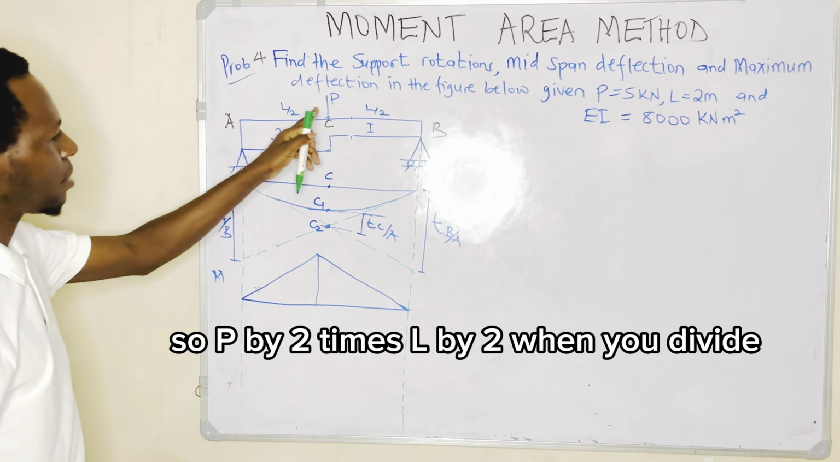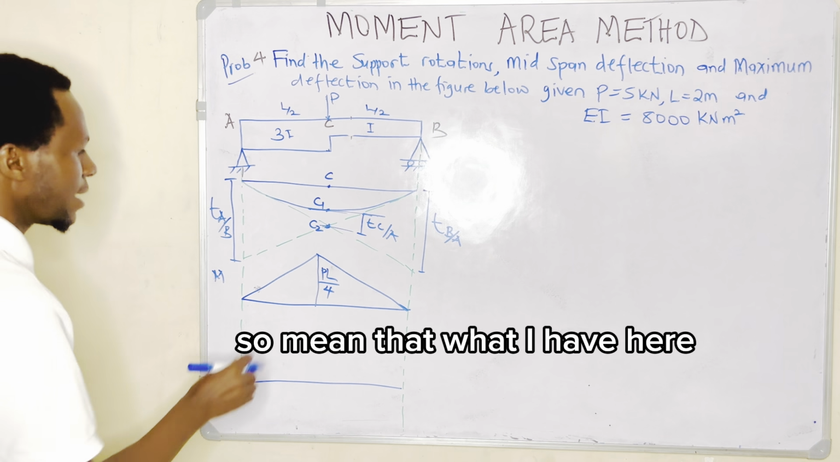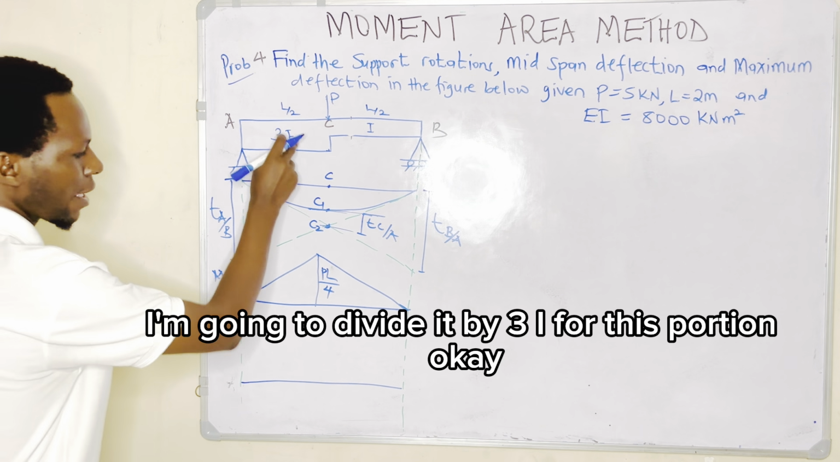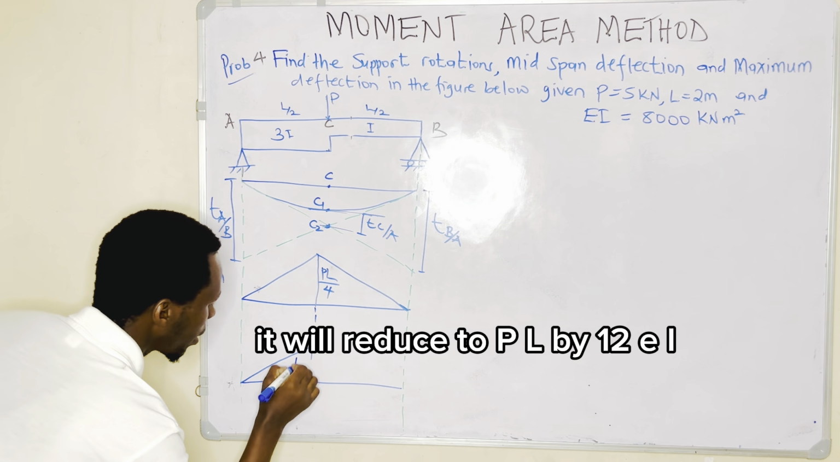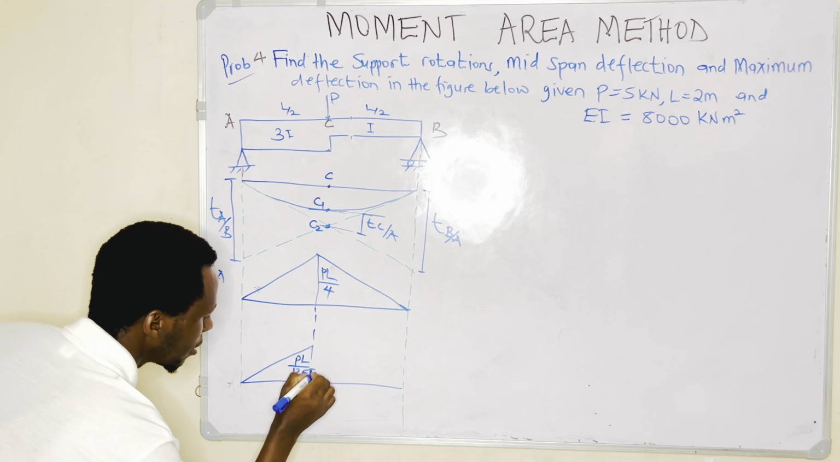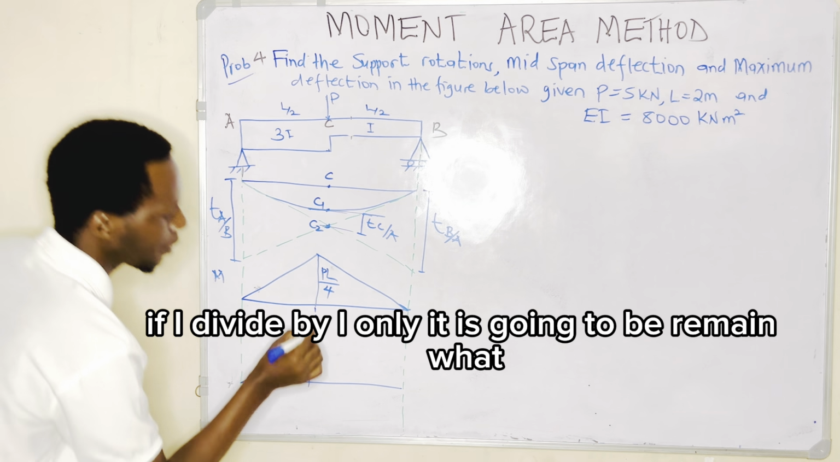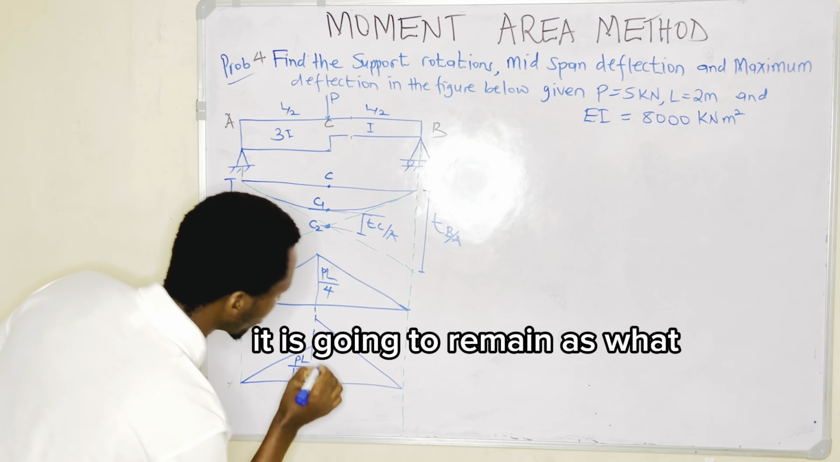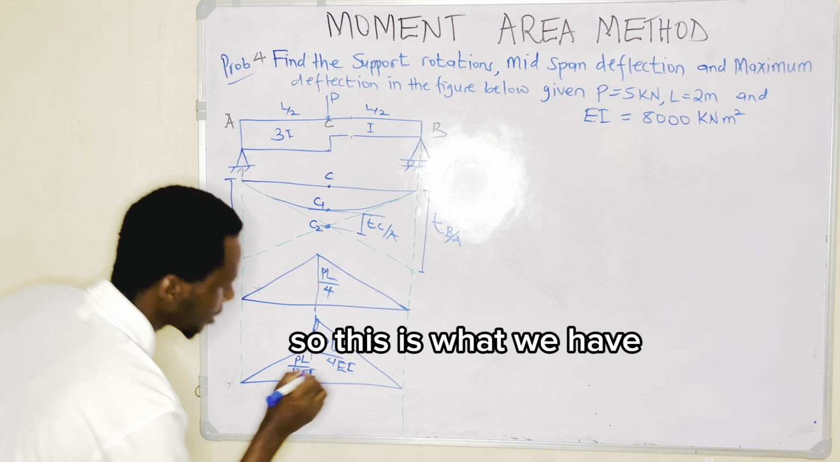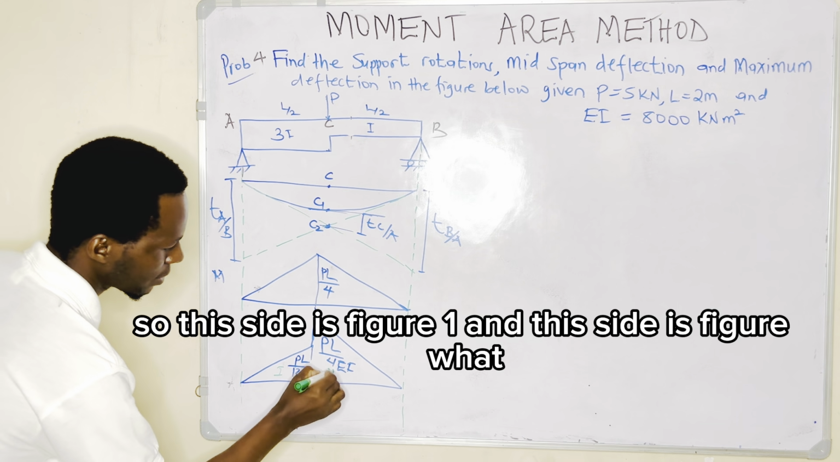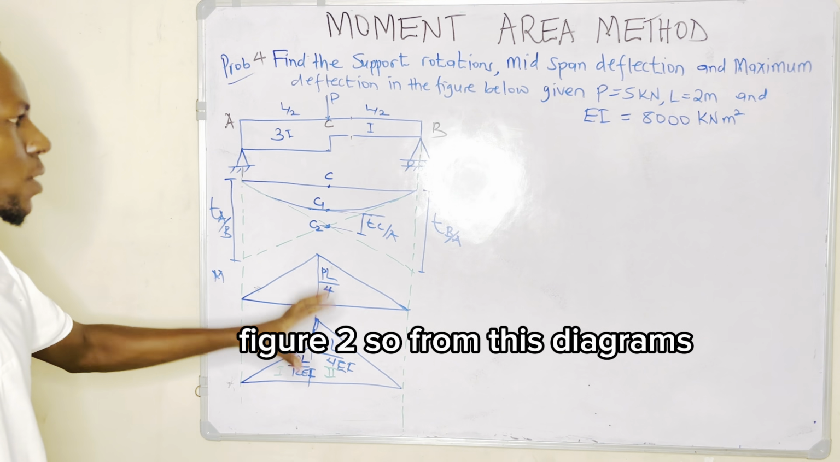But now we need to draw, most importantly, the M by EI diagram. So what is going to be the M by EI diagram? For the first part, our I is 3I. Then this is only I. So meaning that what I have here, I'm going to divide it by 3I for this portion. So this side, if I divide it by 3I, it will reduce to PL by 12 EI. Then for this side, if I divide by I only, it is going to remain as PL by 4 EI. So this is what we have. This side is figure 1, and this side is figure 2.